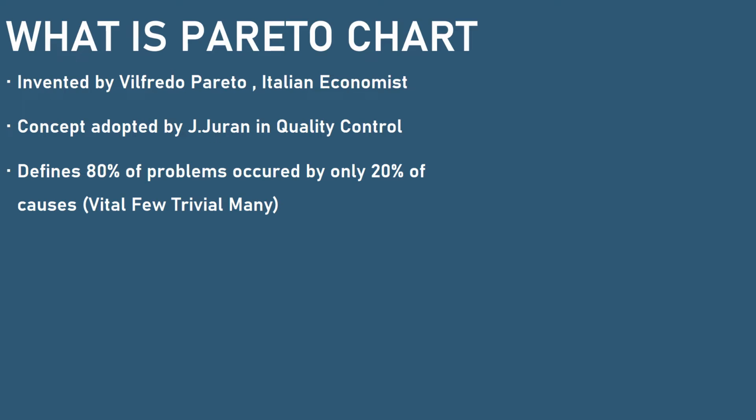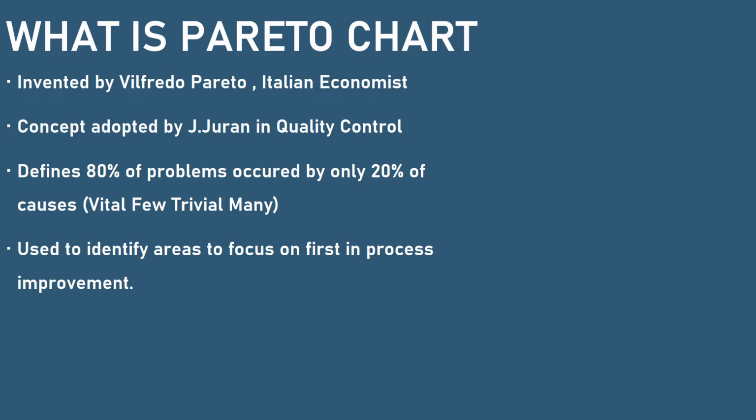So the majority of problems are contributed by very limited causes. That means vital few, trivial many. It helps to focus on only 20% of the area to get 80% of the result. So less area focus, maximum result. That is the principle of the Pareto chart.